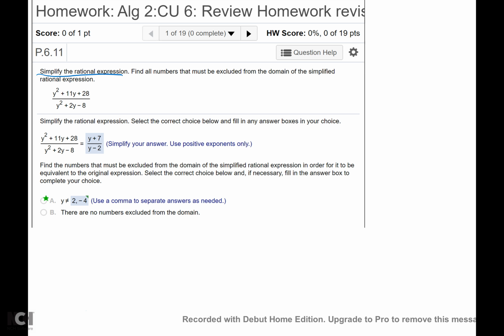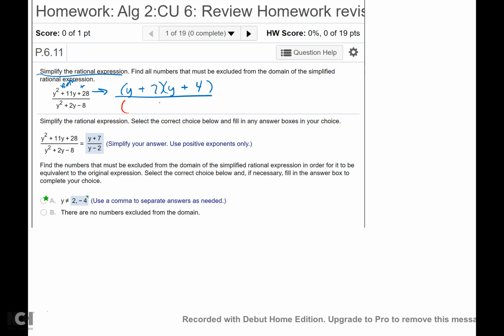What that means is you factor the top and you factor the bottom and you see if any factors cancel, and then what's left is your simplified answer. So on top, it should be an easy factor because a is 1. So y times y is y squared. Factors of 28 that make 11 would be 7 and 4. Since c is positive, they both get the middle sign. And my top is simplified.